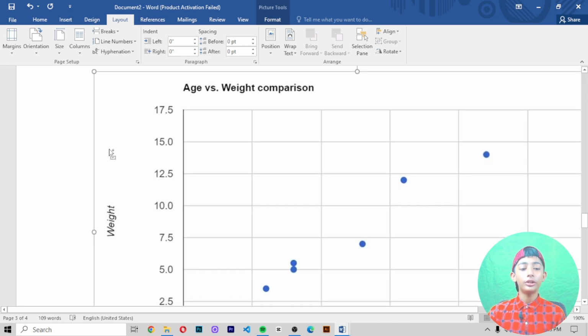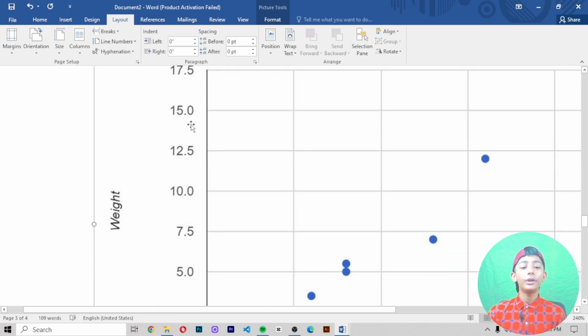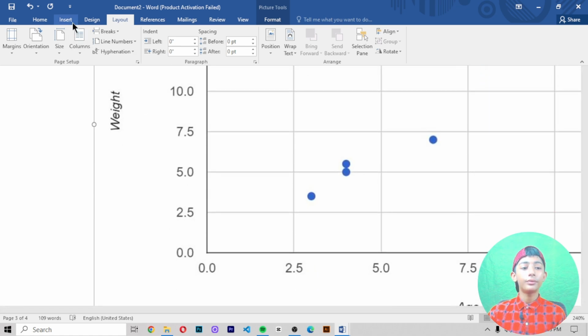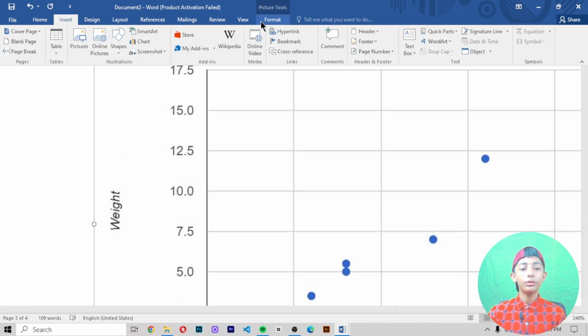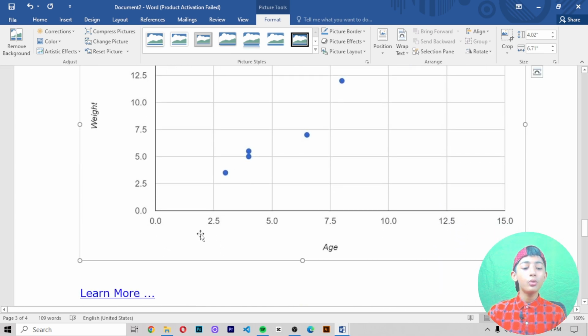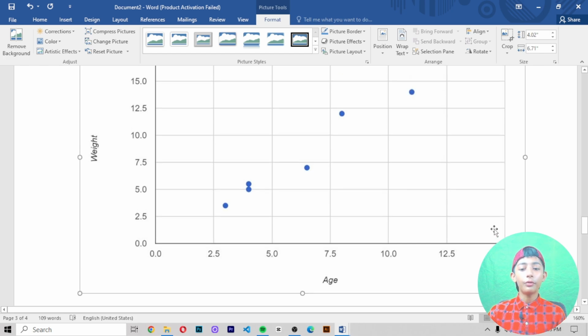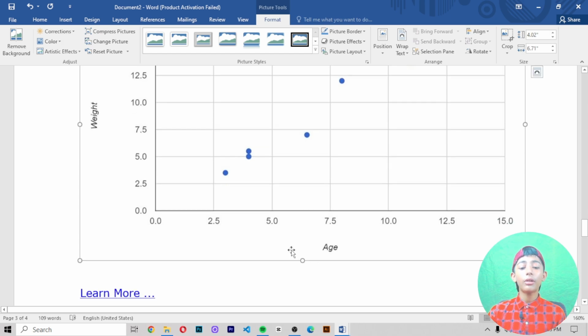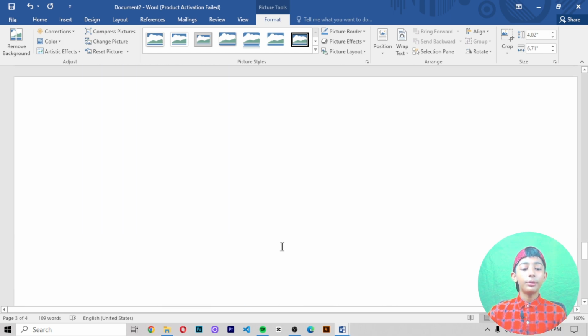versus weight comparison, like 17.5, 15. These are weights. Okay, these are weights. You must know these are weights. And these are age, like 0.2, 2.5, 5.0, 7.5, 10.5, 10.0, 12.5, 15.5, 15.0. These are age. Okay, let's come down.